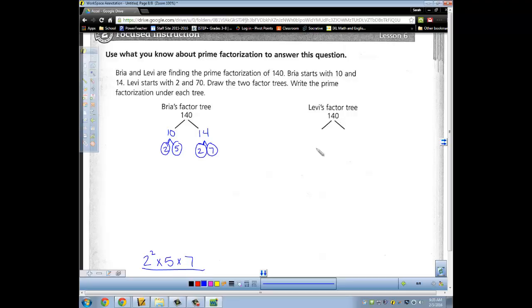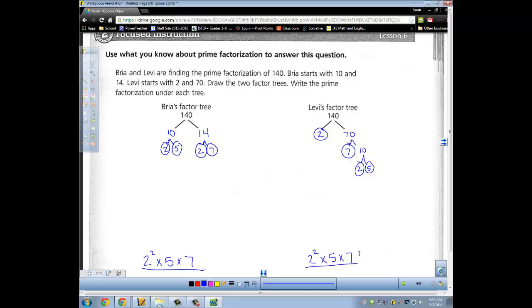Next, Levi chose to do 2 and 70. 2 is prime. 70, you could do 7 and 10. 7 is prime. For 10, you could do 2 and 5. So on your blank, the smallest number I circled is 2, circle it twice. Circle a 5 once and a 7 once. So notice we got the same answer because it doesn't matter what we pick as long as we are using the correct factors of those numbers.